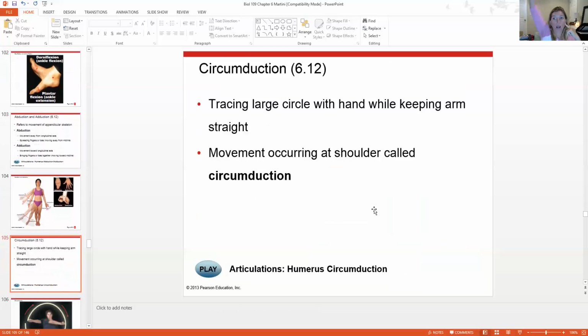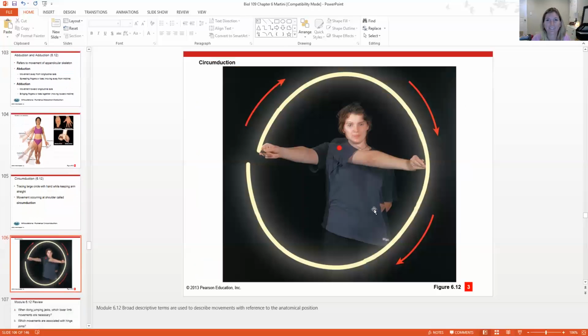Circumduction is going around. Really, the only joint that can do this is your shoulder. I can't do it with my left shoulder because I broke it a while ago, so I'm not very good at circumducting.